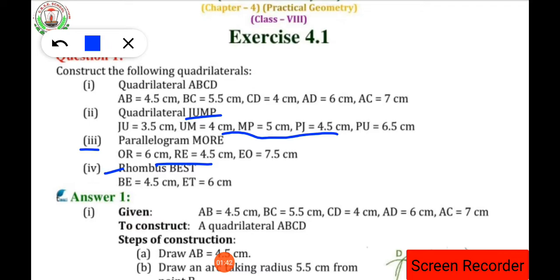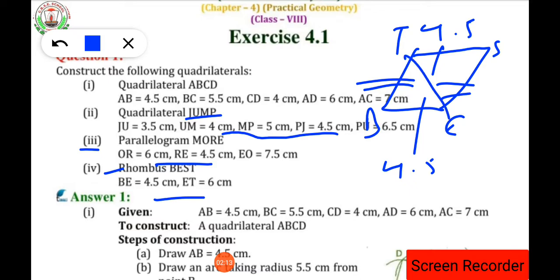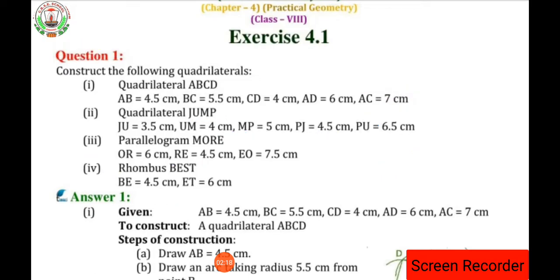Here a rhombus is given. Since we know that in a rhombus its opposite sides are equal, any two opposite sides are being given. Using these sides we have to draw a rhombus. Suppose this one is a rhombus, this side will be equal to this side and this side will be equal to this side. Suppose its name is BEST. So here BE is considered as 4.5, that means ST will also be equal to 4.5. Then diagonal ET is given, isn't it? It is 6 centimeter. By using this we have to draw the rhombus for the fourth question of exercise 4.1.